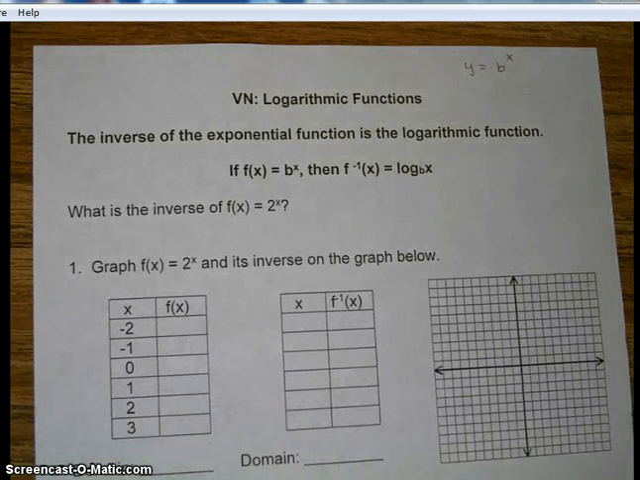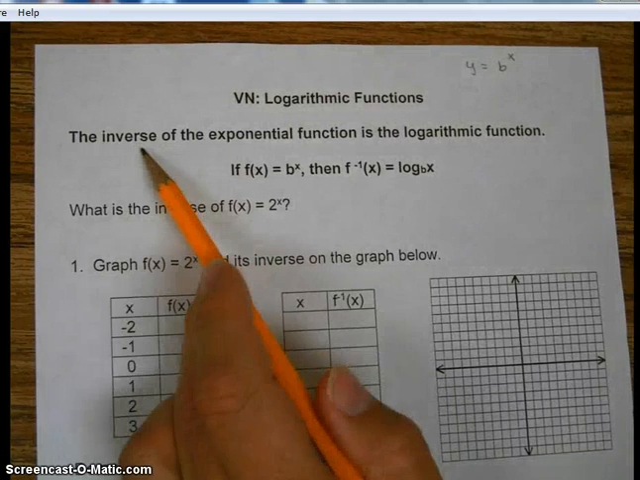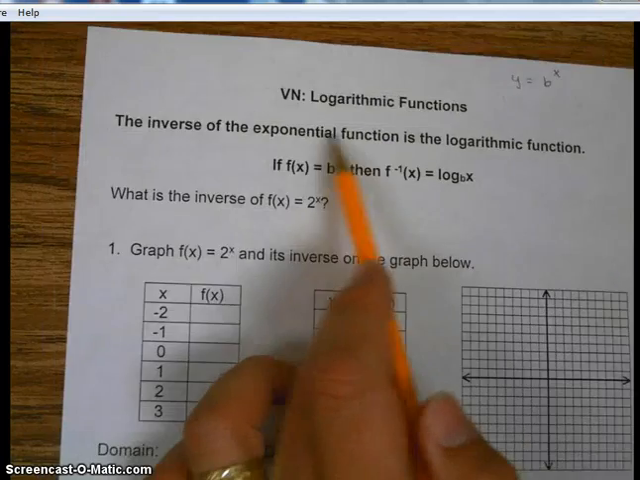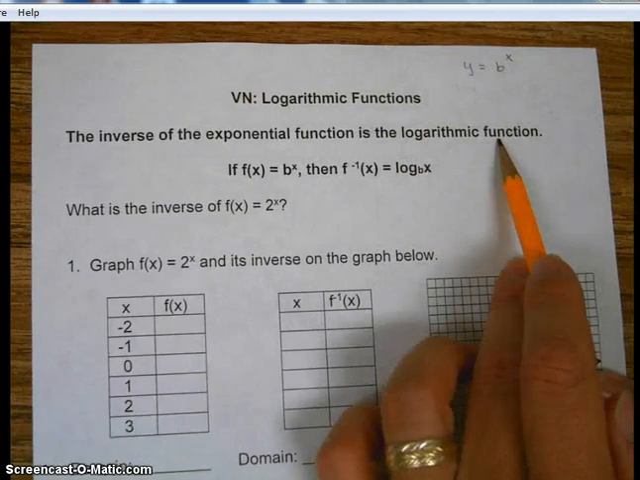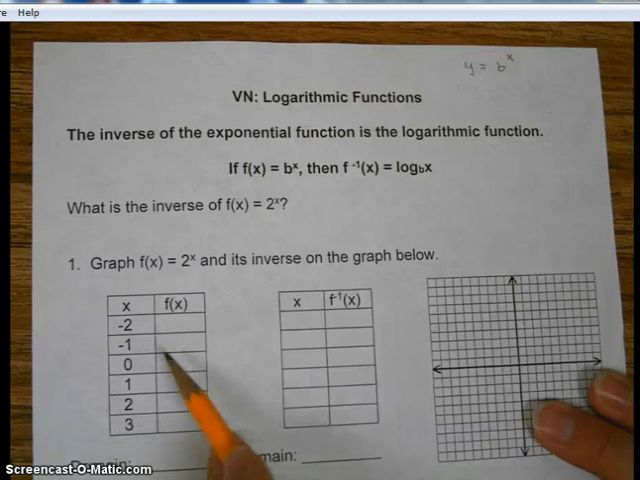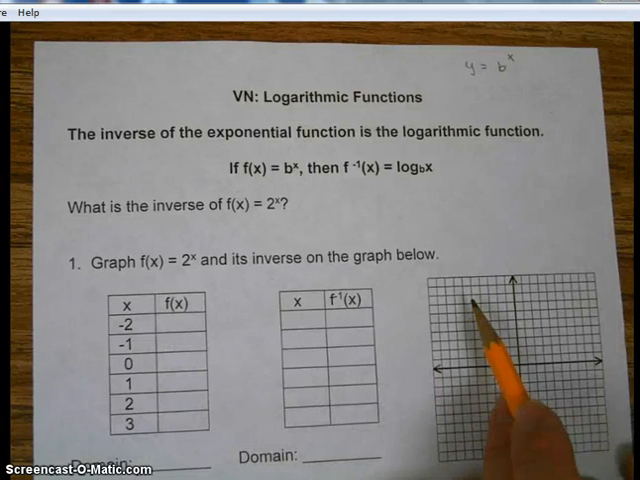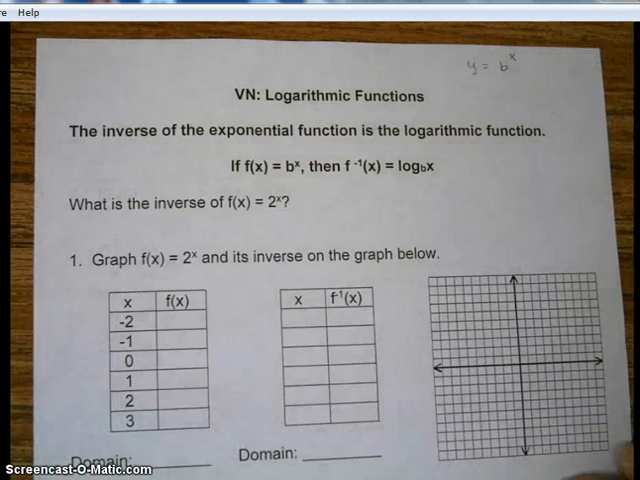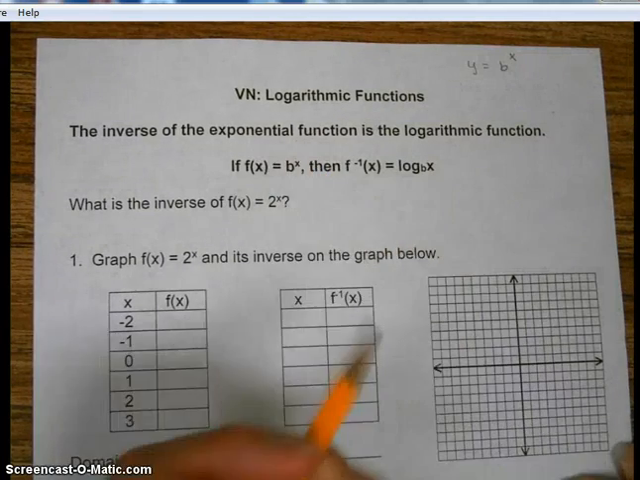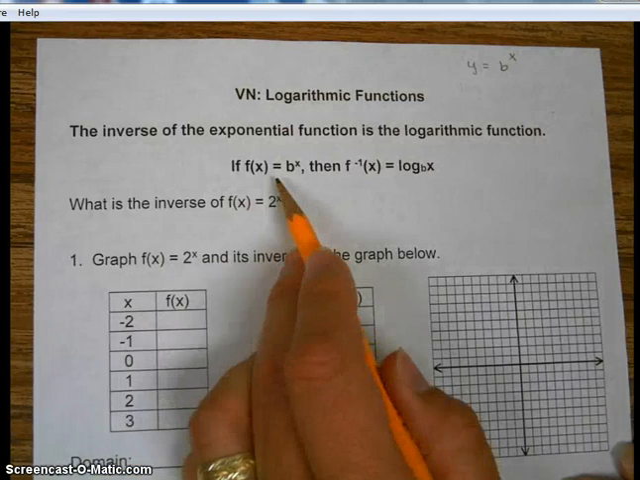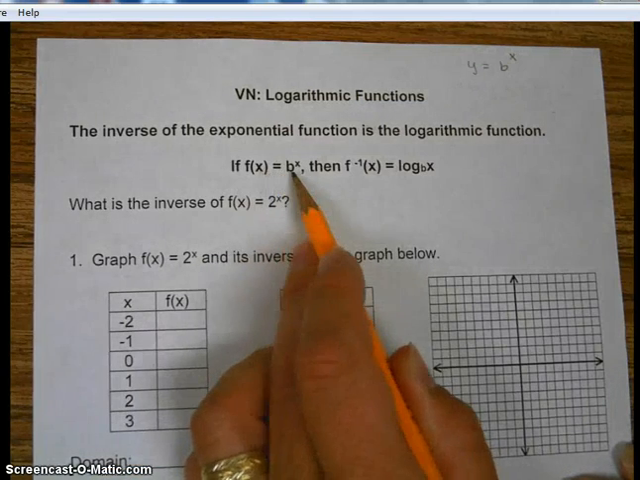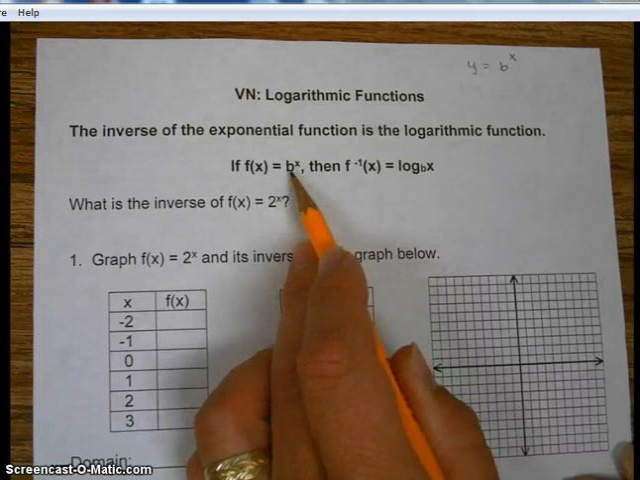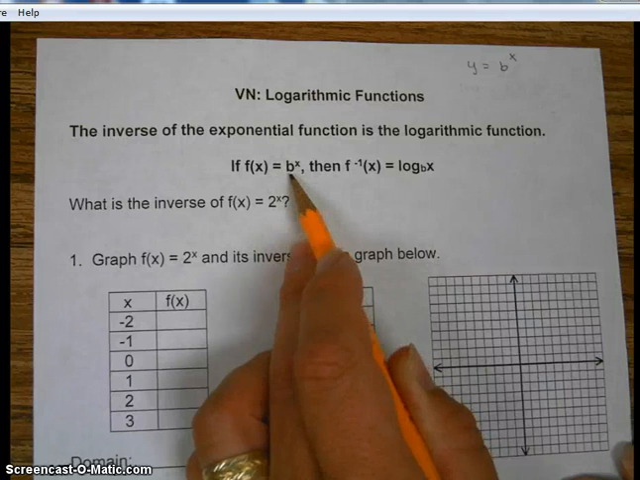Okay, today we're going to look at logarithmic functions. Now it says the inverse of the exponential function is the logarithmic function. So before we delve into looking at the tables and the graphs, the first thing I would like to do is show you how we get the inverse of an exponential function. So here's our exponential function, y equals b to the x power. Remember, the base can be anything, any number greater than 0.